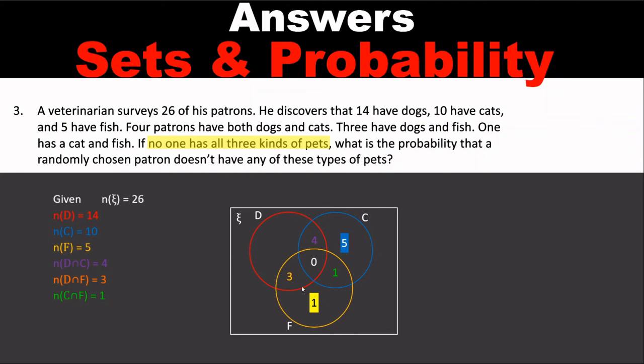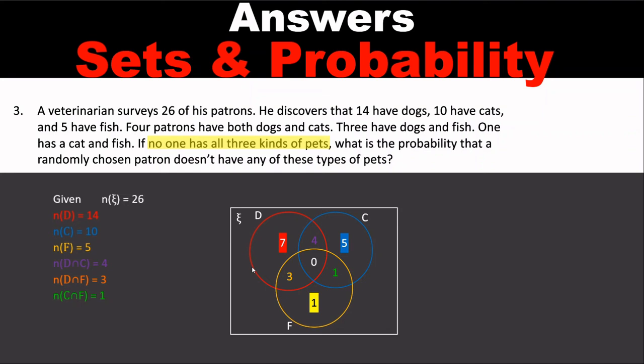And finally, the dogs. I know that there's 14 people who have dogs altogether, but 4 of those people also have a cat, and 3 of those people also have a fish. 4 and 3, that's 7. The total of 14 minus the 7 I've already got leaves me with 7 who only have dogs.